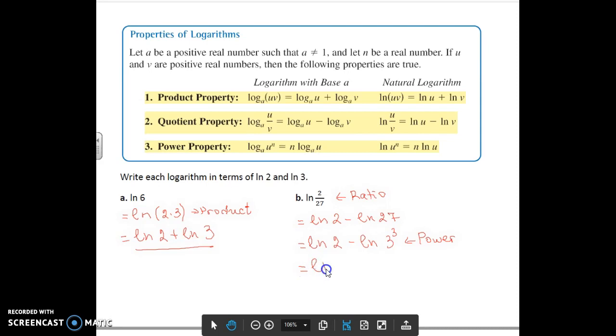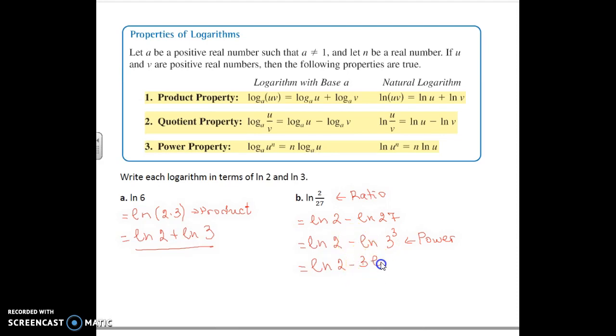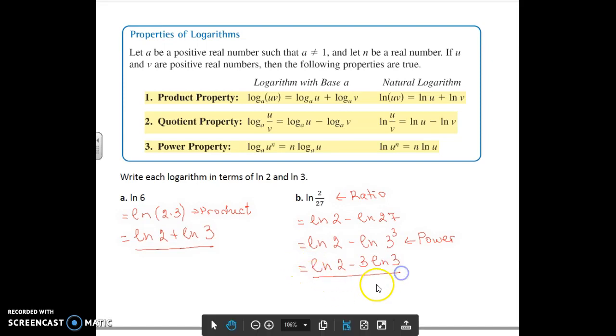I can rewrite this as natural log of 2 minus, and that exponent can come out to the front of the log. So I have minus 3 natural log of 3. And that will be my final answer. Let's look at the problems on the back.